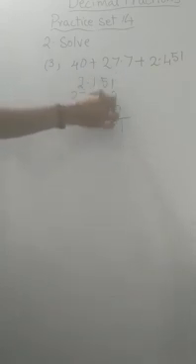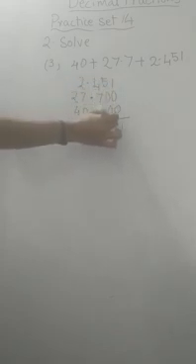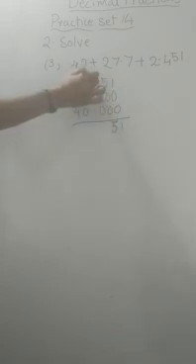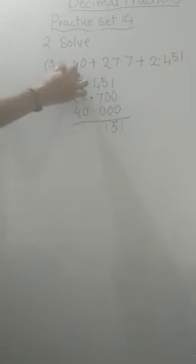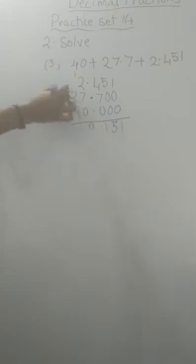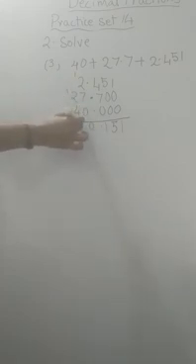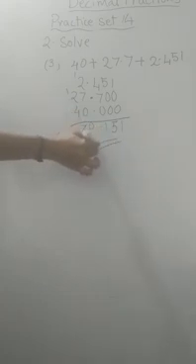Now we'll do addition, simple addition. All these are 0, 5 plus 0, 0, 0, 5. Now 7 plus 4 will give you 11. 1 carry over here. 7 plus 2 plus 1, that is 10. 1 carry over here. 4 plus 2 is 6. 6 plus 1 is 7. So this will be the answer.